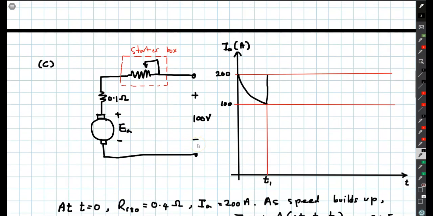And the speed is going to build up, and as the speed builds up, the current will again reduce until it reaches the value of 100 ampere, and then we change again the position of the wiper, and we need to find the value of the starter resistance in order to limit the current to 200 ampere. And we are going to call that T2.